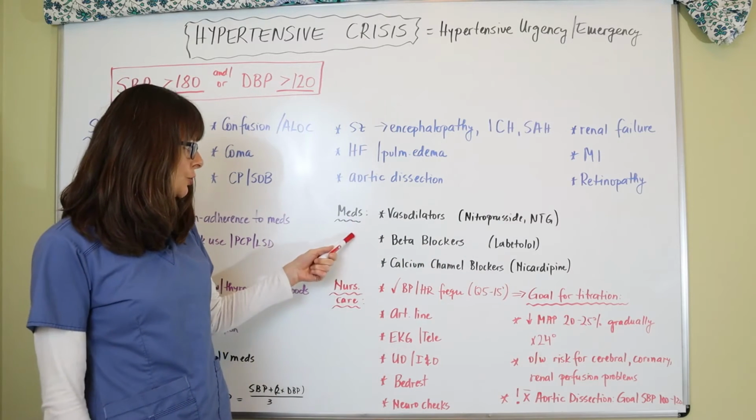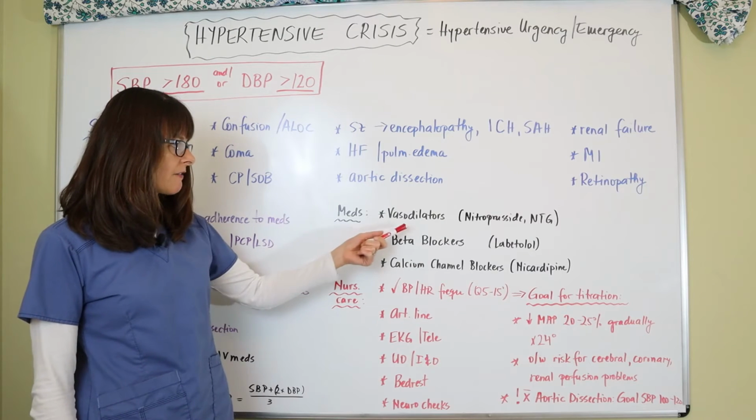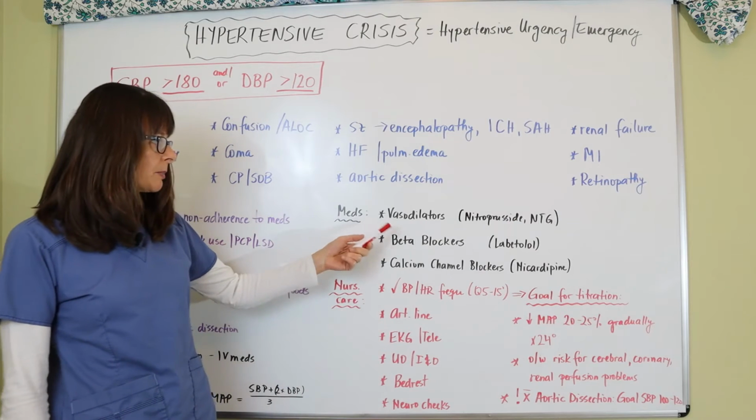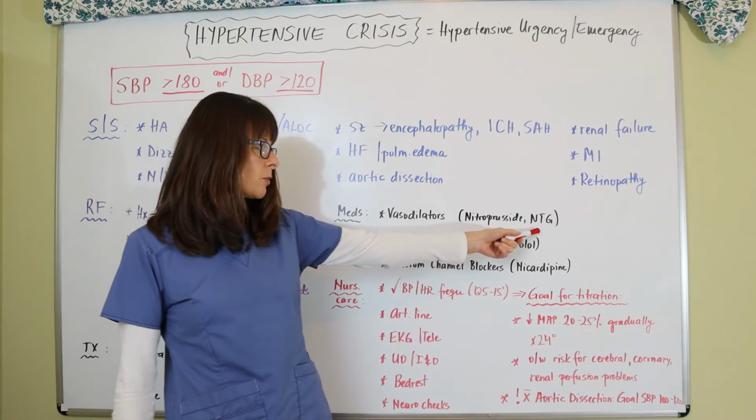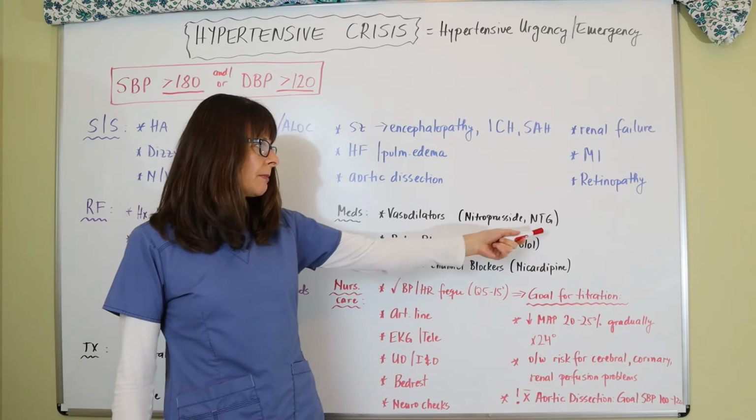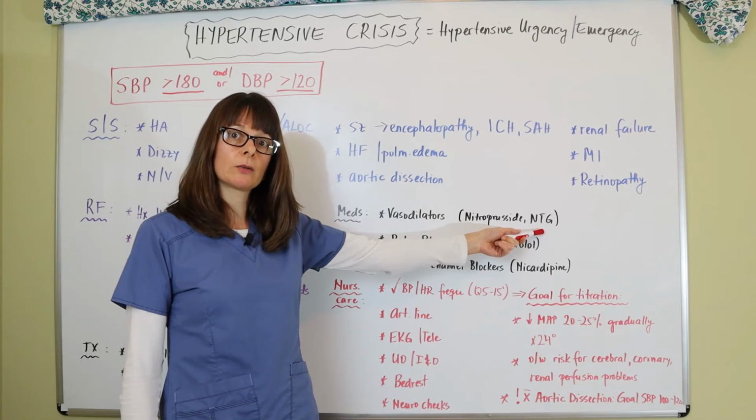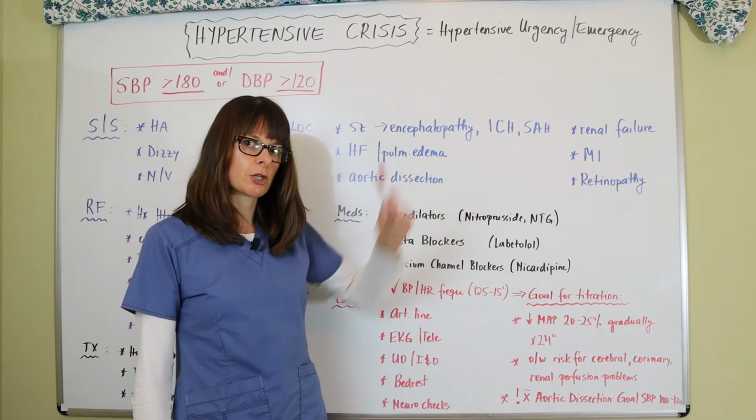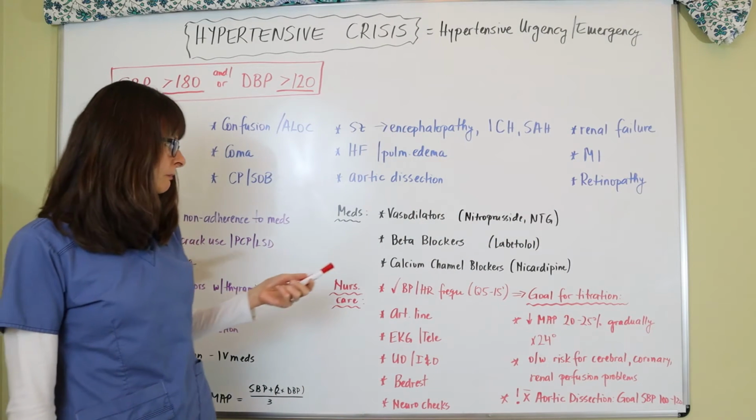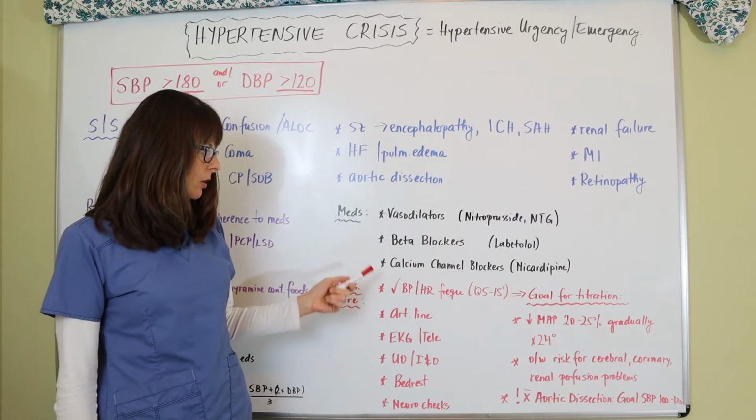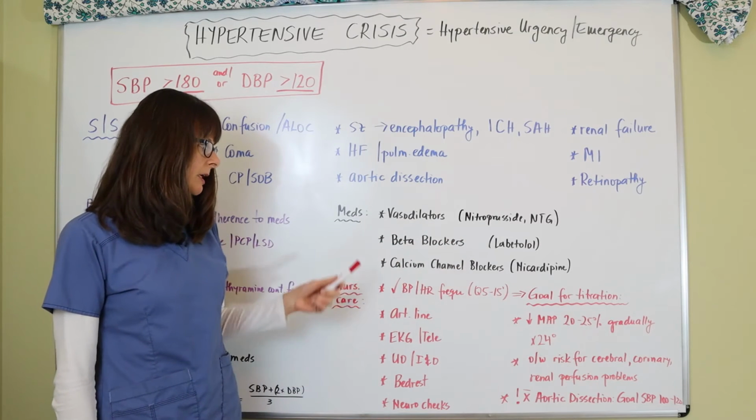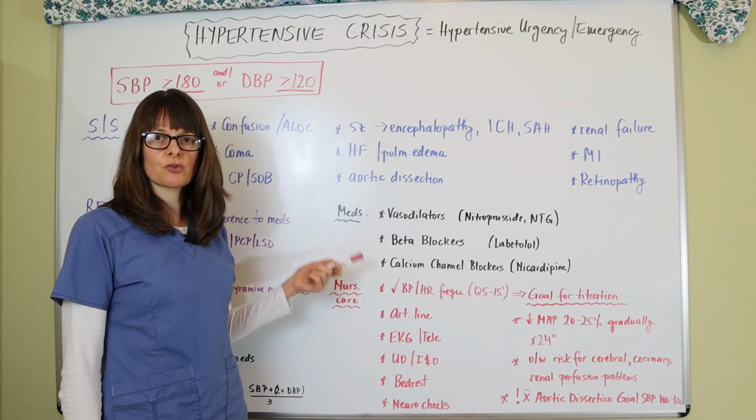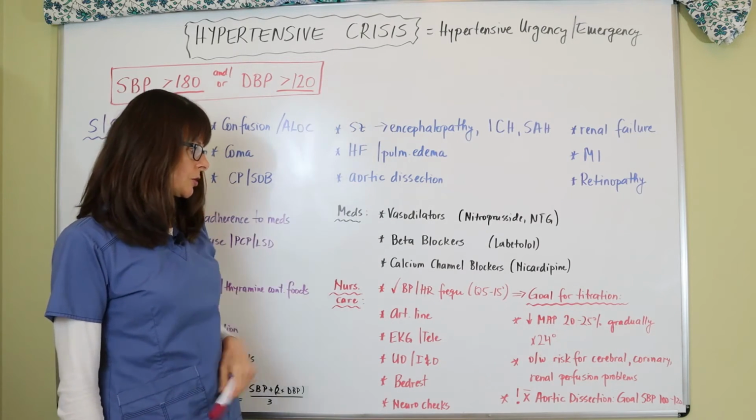And then medications used in the treatment of hypertension are vasodilators. If we dilate the blood vessel, the pressure will go down. Typically we use nitroprusside as well as nitroglycerin. Keep in mind that nitroglycerin is available sublingual as well as topical, but in this case it would be an IV infusion titrated to the goal MAP. Also, beta blockers such as labetalol and calcium channel blockers such as nicardipine can be effective here. Sometimes a combination of these medications is needed to bring the blood pressure down.